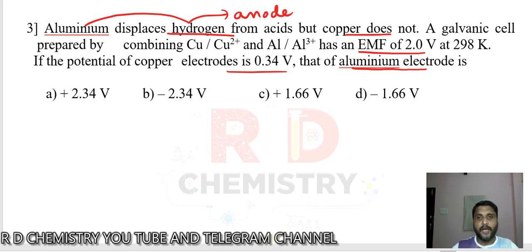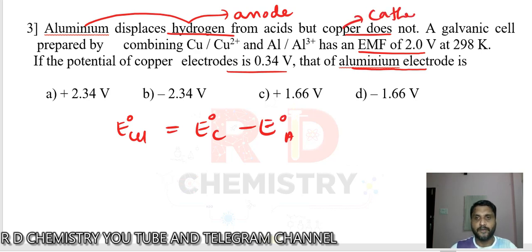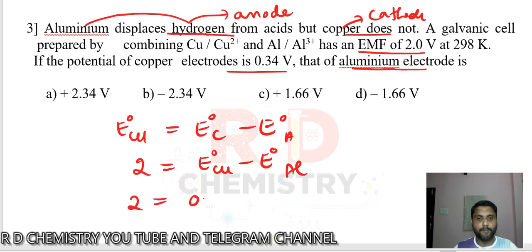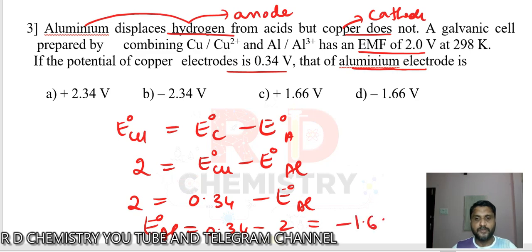Now we'll combine these two electrodes. E naught cell is equal to E naught of the cathode minus E naught of the anode, correct? That means copper acts as the cathode. Remember this. E naught of cell is given as 2 volt, which is equal to E naught of copper, the cathode, minus E naught of the anode, which is aluminium. So 2 is equal to 0.34 minus E naught of aluminium. Therefore, E naught of aluminium is equal to 0.34 minus 2, which is minus 1.66 volt. So the answer is option number D.